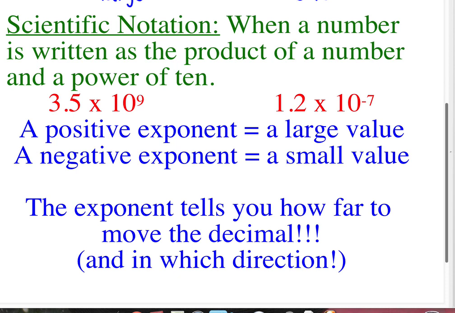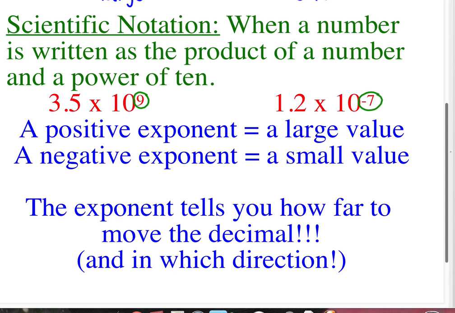Okay, so the next thing on the screen in blue says a positive exponent in scientific notation would indicate a very large value number. So if you're looking here at the 3.5 times 10 to the 9th power, that is a positive exponent, and that tells me I'm going to be working with a very large value number, right? And this is that number that was in the billions. And on the other hand, over here on the right-hand side, 1.2 times 10 to the negative 7, I kind of pointed that out earlier.